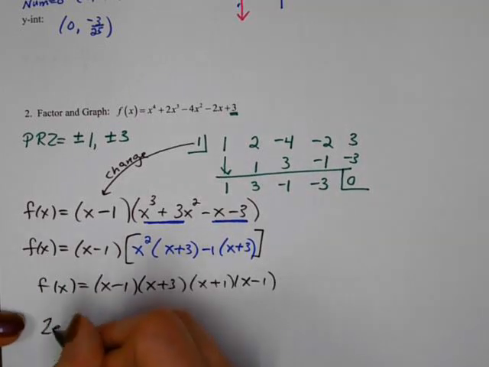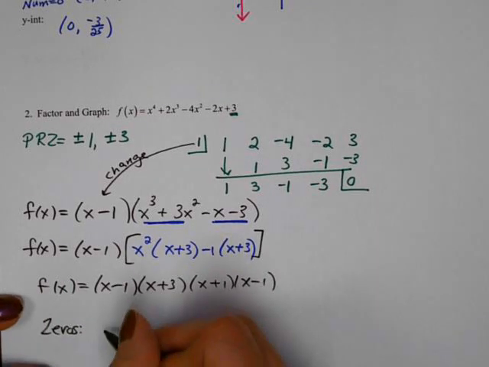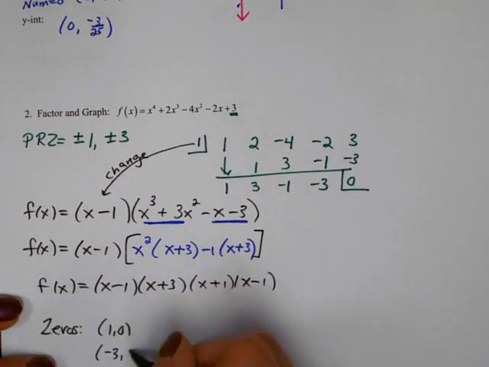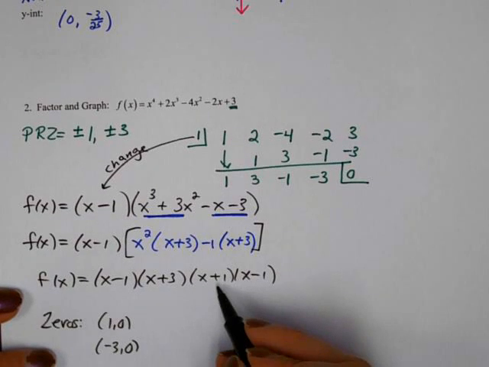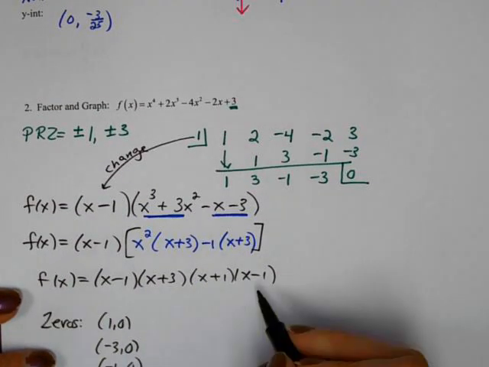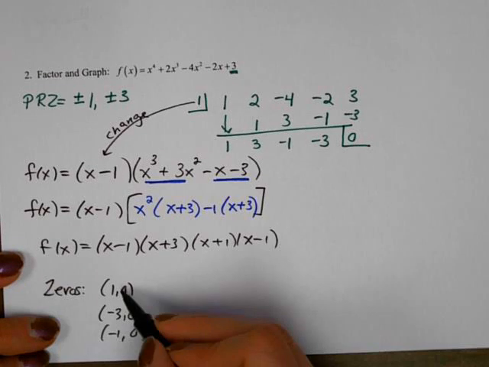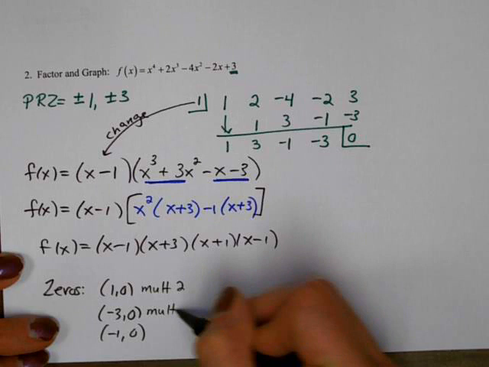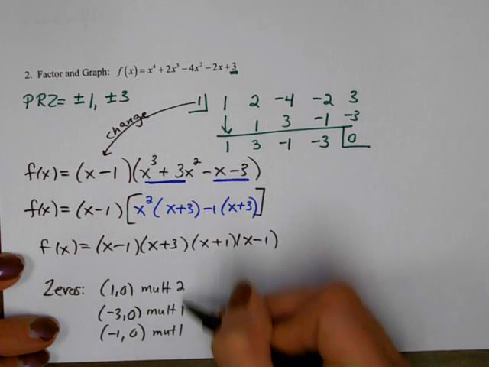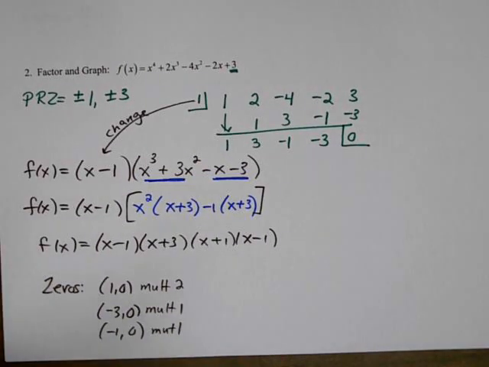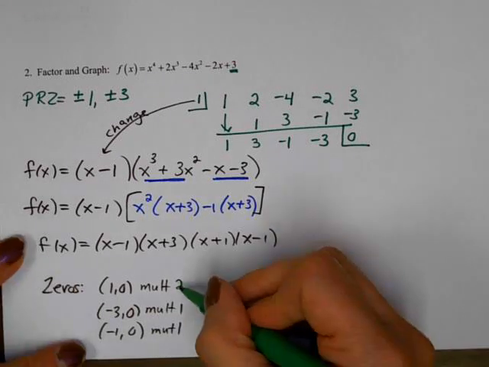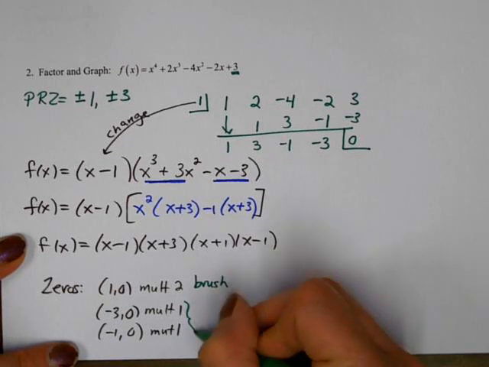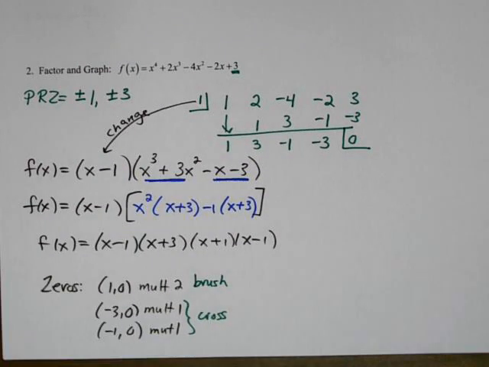If it said list the zeros, they would be, let's see, 1 comma 0, negative 3 comma 0, negative 1 comma 0, oh, and 1 again. Okay, so right here I'm going to say that the multiplicity is 2. Here the multiplicity was 1. Okay, so we had a repeat. What's so important about a repeat? Okay, when you have multiplicity that's even, it's going to brush. These guys here are going to cross.